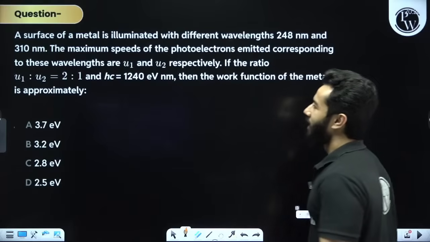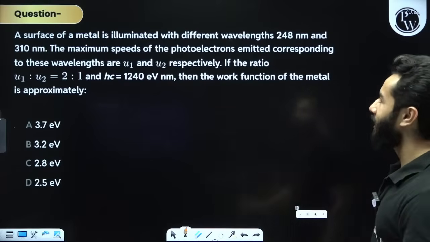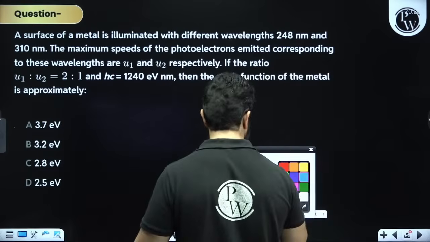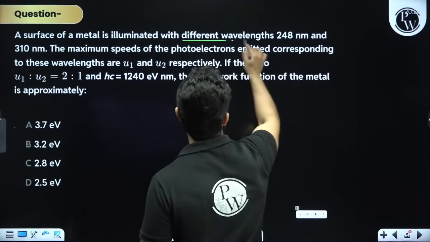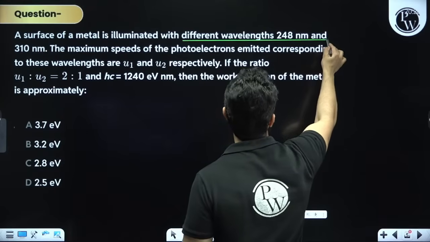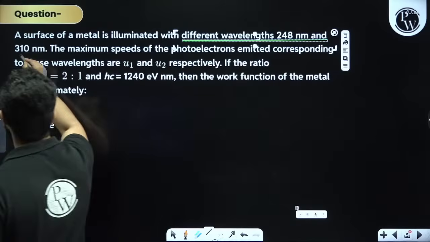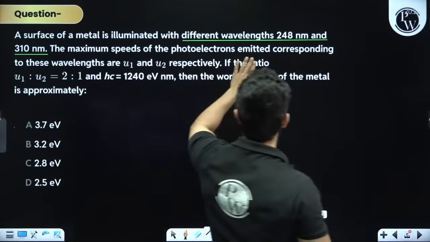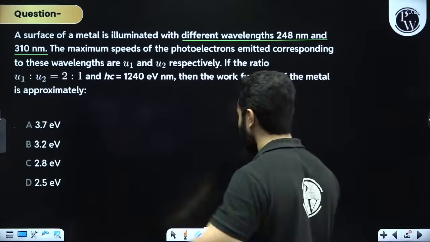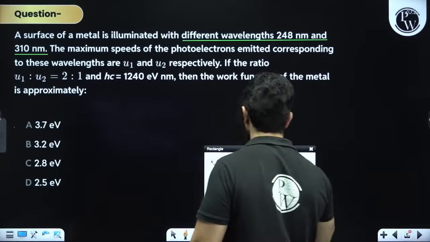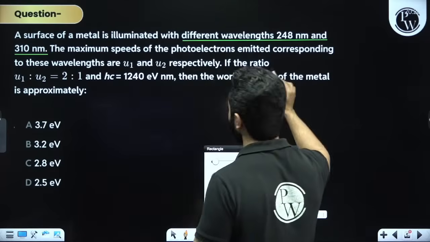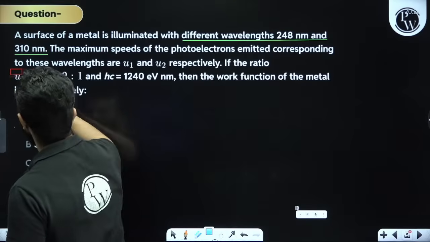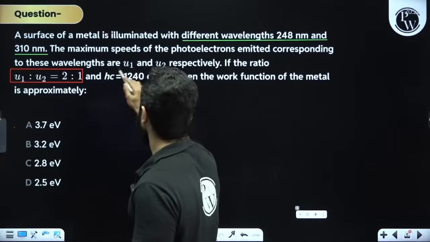By mistake I selected B option. A surface of metal is illuminated with different wavelengths. Alright, so different wavelengths. What are those wavelengths? 248 nanometer and 310 nanometer. Fine. The maximum speed of the photoelectrons corresponding to these wavelengths are V1 and V2. Friends, the ratio is also given, 2:1, and hc is given.